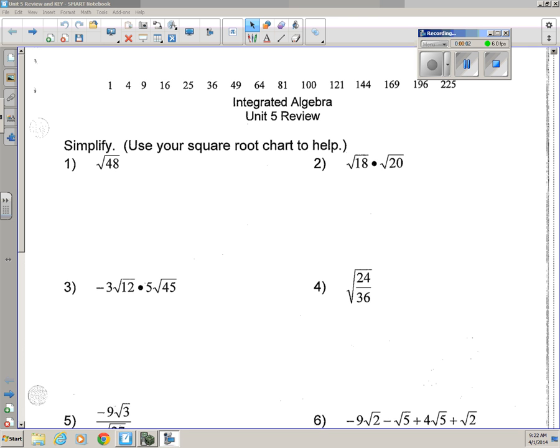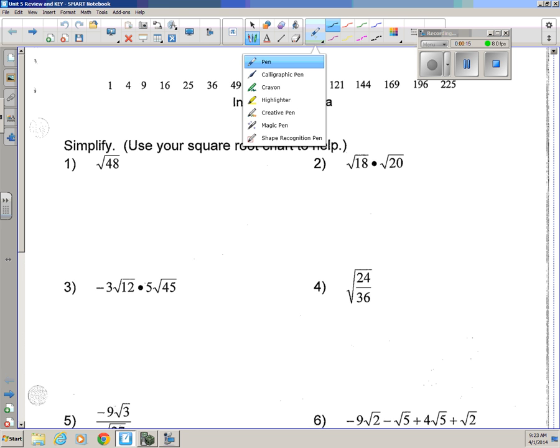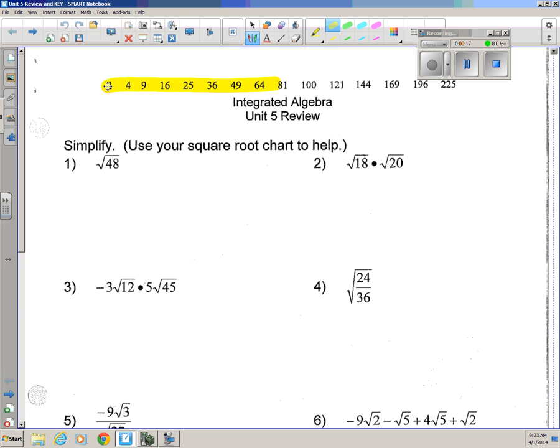All right, so this is the Unit 5 review video. Remember, tomorrow's test is going to be on radicals, square roots. You've got this square root chart at the top of your paper, and that's the same square root chart you're going to see tomorrow. Okay, so it's on square roots. Here's your square root chart from 1 to 15. Those are the perfect squares.